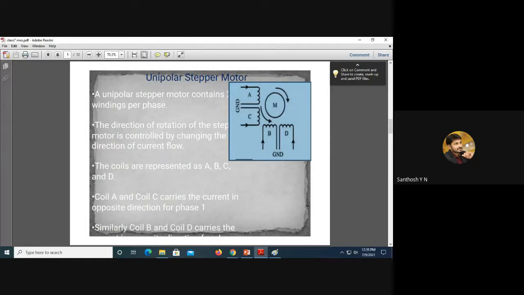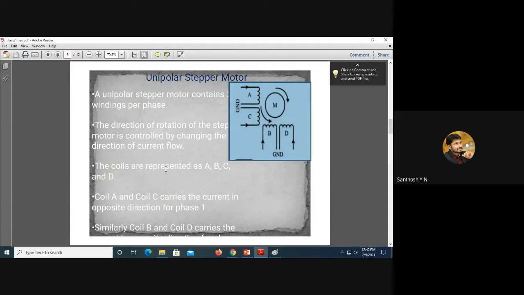The direction of rotation of a stepper motor is controlled by changing the direction of the current flow. Based on the change of current flow in the windings, the motor will rotate either in a clockwise direction or in an anti-clockwise direction. So you can decide the rotation of the motor by changing the direction of currents in the windings.